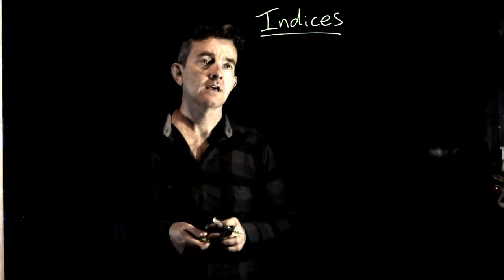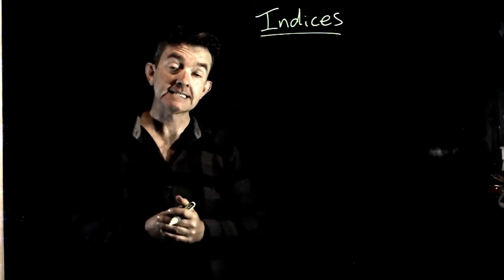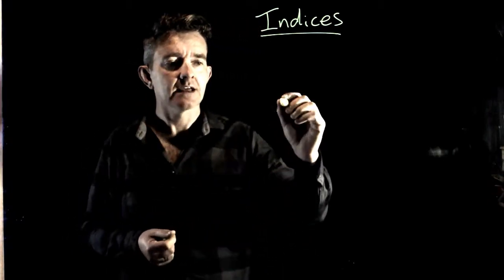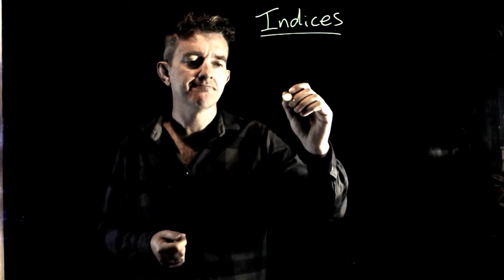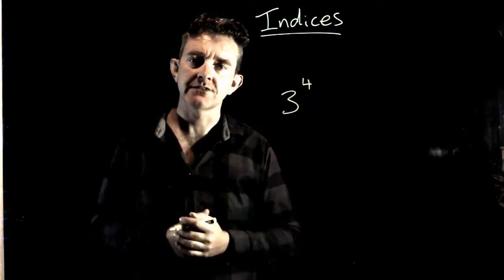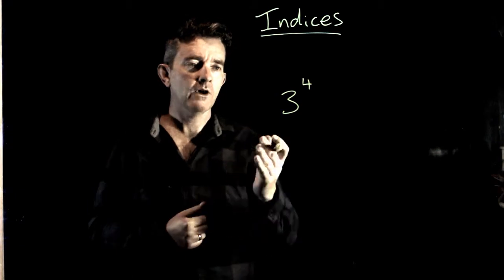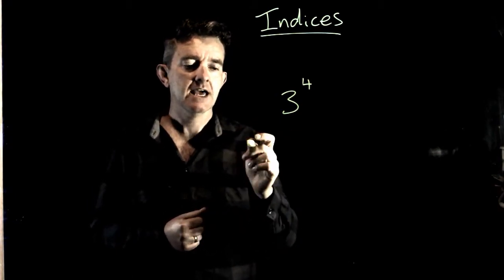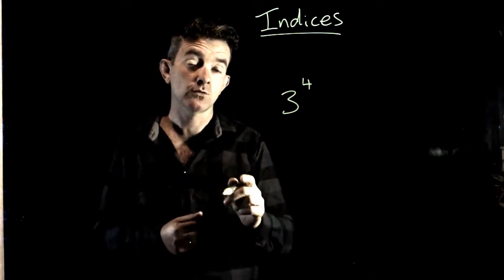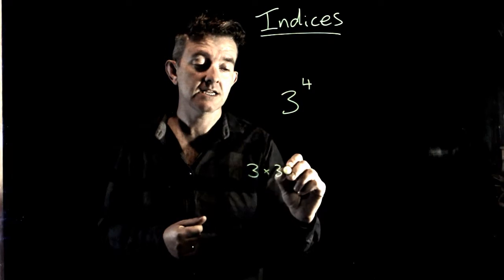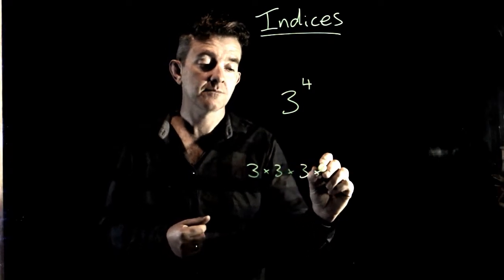Indices. And so today we're going to talk about indices. What are indices? Well, sometimes you'll see a number written like this. Let's say 3 with a little 4 in superscript above it. What this actually means is that I've got this 3 and I'm multiplying it by itself 4 times. So what I've got here is 3 times 3 times 3 times 3.